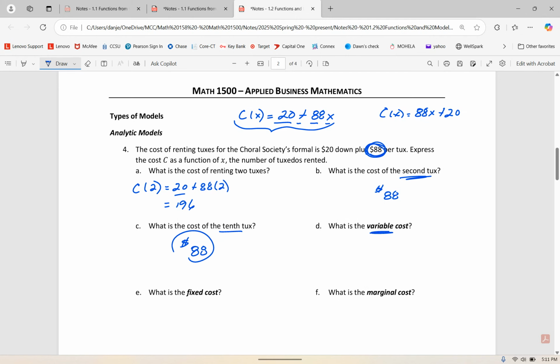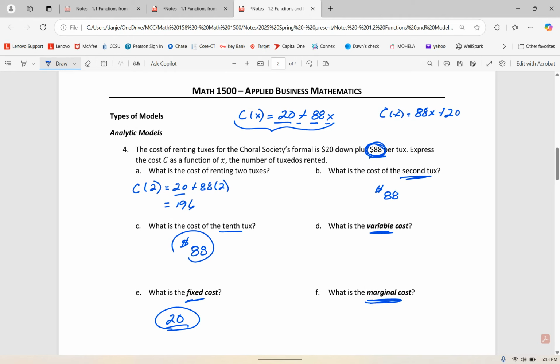So we have variable cost, we have marginal cost, okay? And we have fixed cost. When we look at the variable cost, the marginal cost, and the fixed cost, I'm going to do these not in this particular order. I'm going to talk about the fixed cost first. When I rent tuxes, the fixed cost is $20. That's fixed. If I rent 1 tux, I have to pay that initial cost. If I rent 2 tuxes, no matter how many tuxes I rent, I'm going to have to pay that $20. That's a fixed cost.